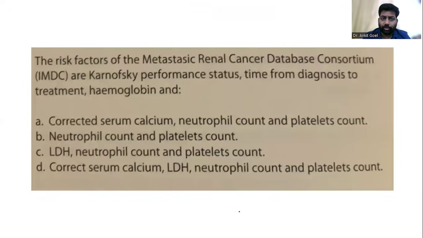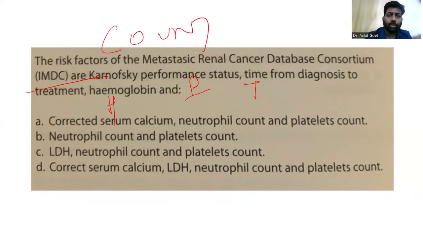Now, okay, coming to this. If we remember, the IMDC gives you the performance status, the time from diagnosis, the hemoglobin, and the PTH. So we need to know the counts, okay? What are the things we need to know? The corrected calcium, the neutrophils, and the thrombocytosis.